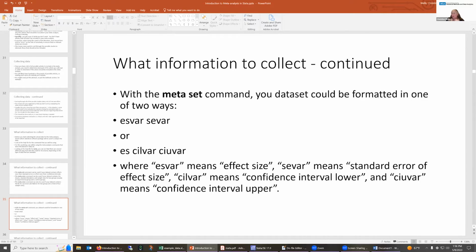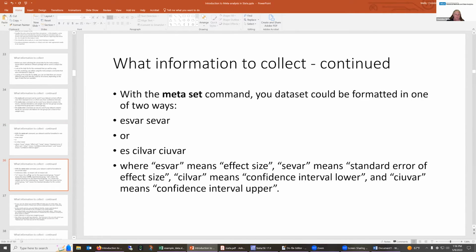But it is certainly not the case that you're going to go through all of your studies and they're going to be really nice and give you all the same type of effect size with its standard error. You're going to have to work for that part. And that's okay. That's okay. That's part of the process.